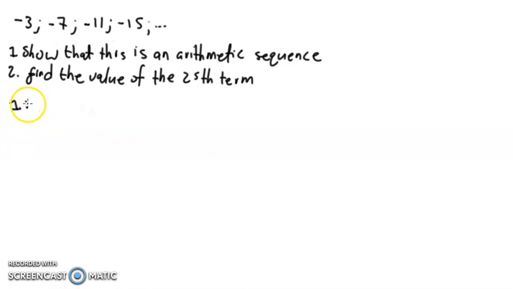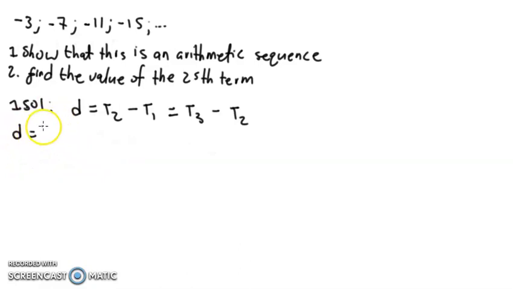So this is the solution for the first question. We're asked to show that this is an arithmetic sequence. For us to show that this is an arithmetic sequence, we need to prove that d is equal to t2 minus t1, and we also have to show that this is equal to t3 minus t2. If this holds, then that expression will be regarded as an arithmetic sequence.